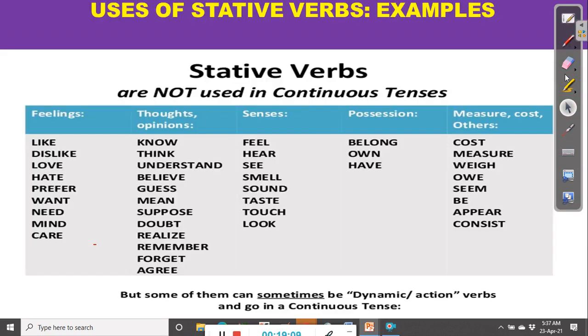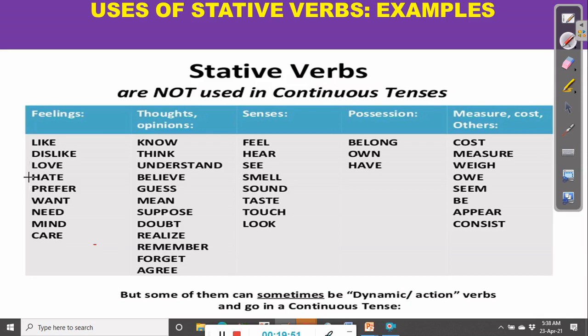Now, let's look at the uses of stative verbs with examples. And take note that stative verbs are not used in continuous tenses. Let's deal with the stative verbs that express feelings. Feelings of like, dislike, love. I like rice, or Mary likes tea. Junior dislikes coffee. Okun loves his wife. Love.